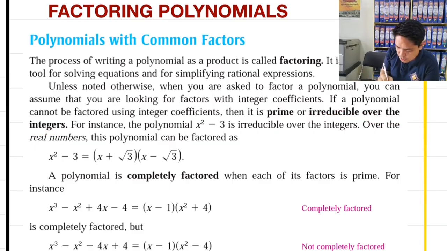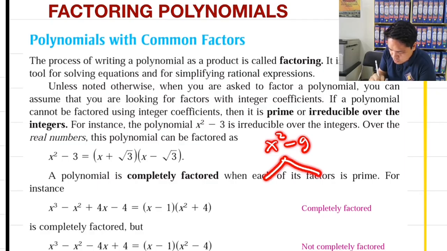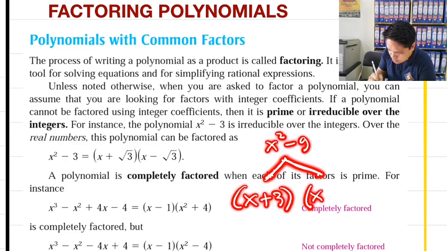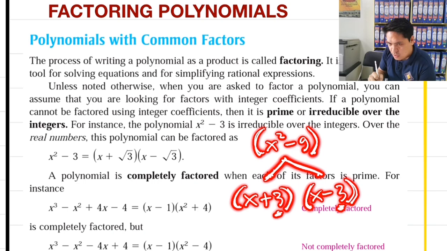For instance, we have x squared minus 3. This cannot be factored anymore with integer coefficients and constants. In contrast, suppose we have x squared minus 9. This is the product of x plus 3 and x minus 3. So if you want to write this as a product, it is the product of x plus 3 and x minus 3. The factors contain integers.